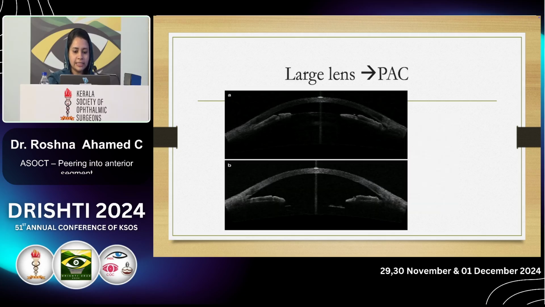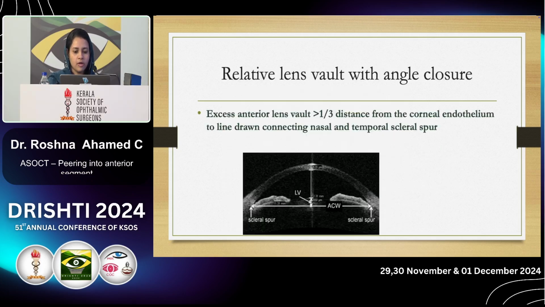And in a large lens, we have to look for the lens vault. For the lens vault, we draw a horizontal line connecting the scleral spur to scleral spur, and a line is drawn from this line to the anterior lens capsule, and this width is the lens vault. If it is greater than one third of the distance from the corneal endothelium to the line connecting the anterior lens capsule, the lens vault is high, so we have to suspect the lens mechanism of angle closure.